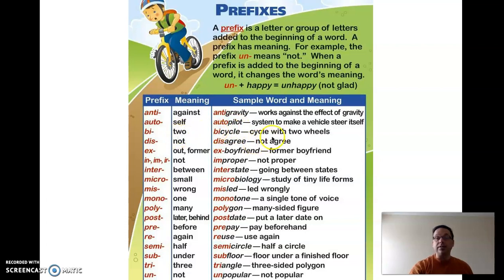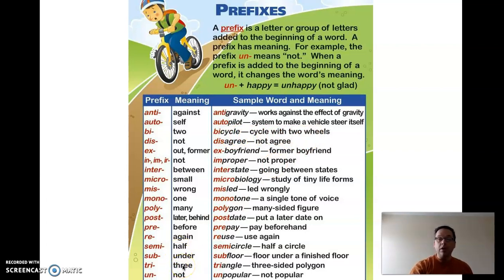So this is a cycle, a bike, with two wheels. We also have, if you go down here, tri, which means three. We have something called a tricycle. Children ride them. Although there are motorcycle versions now that adults drive. This would be a cycle with three wheels.